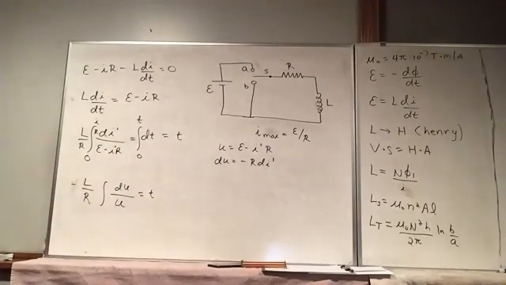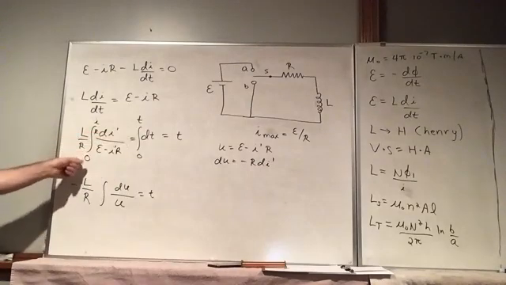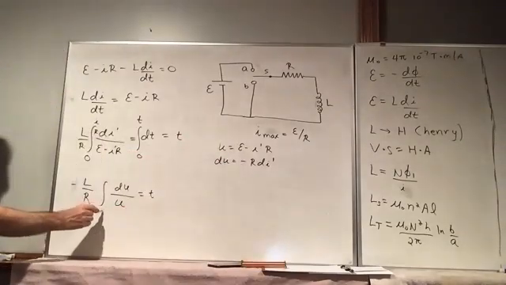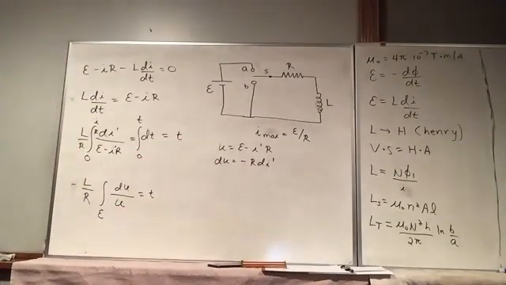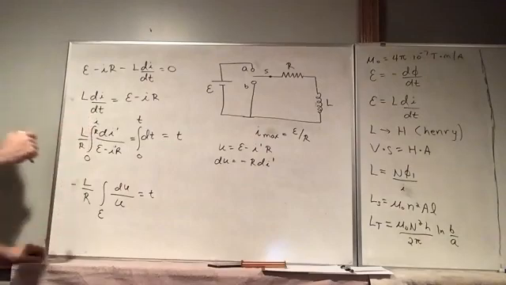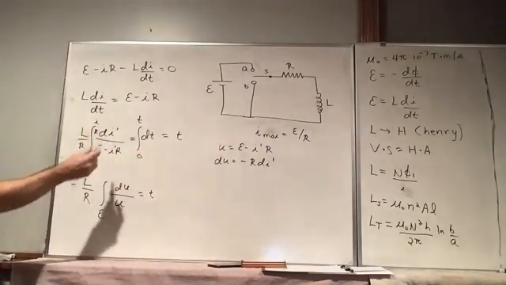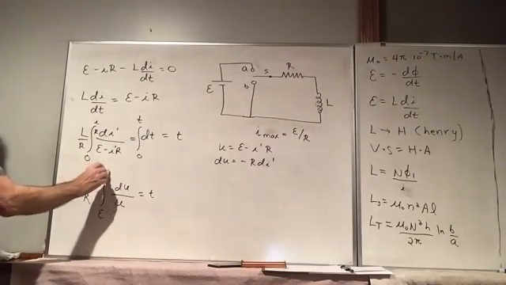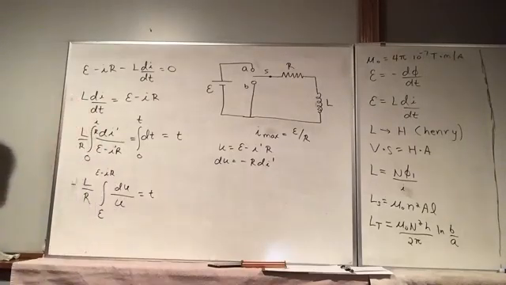But now we have to change the limits of integration. So here, when I prime is 0, u is equal to epsilon. And then when I prime is equal to I, u is just epsilon minus IR. And we're almost done here.